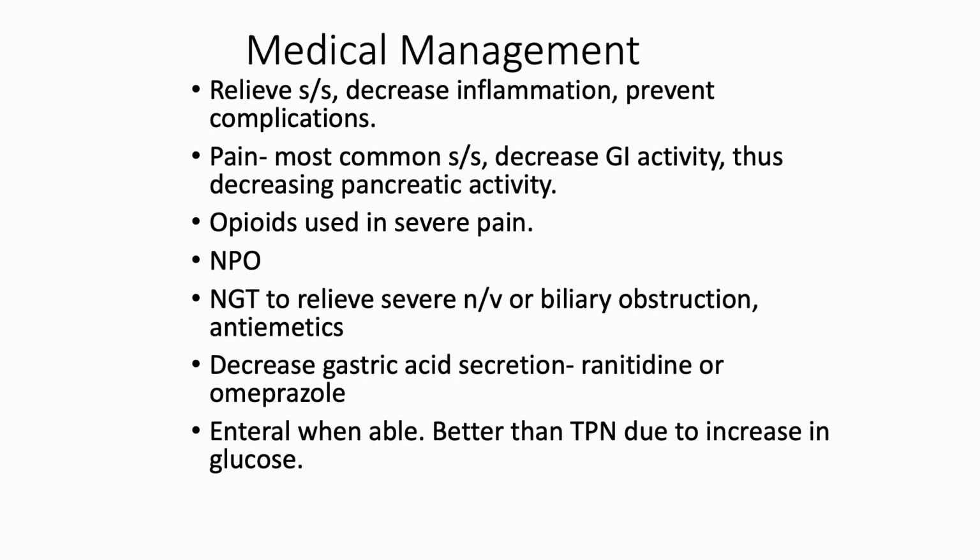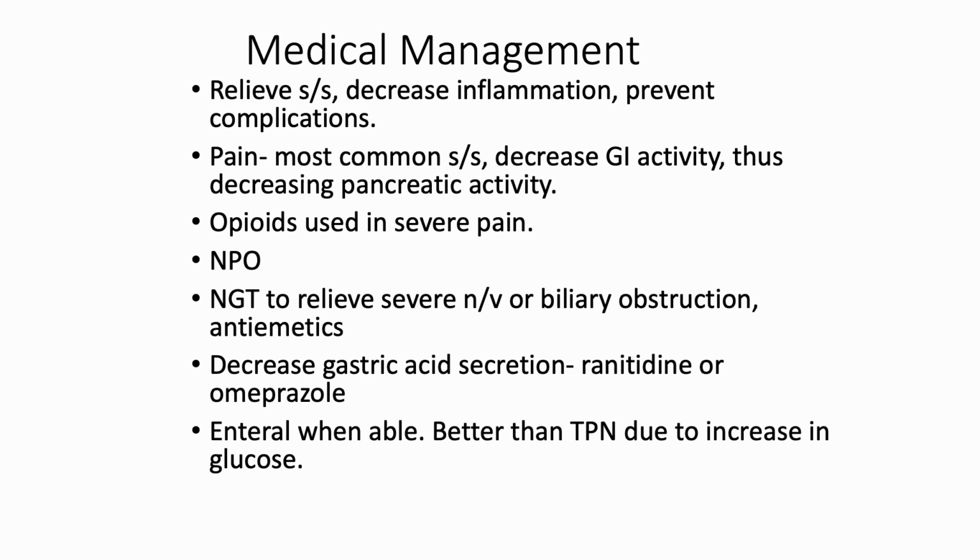Opioids will be used in severe pain. Again, we talked about morphine, Dilaudid. Patients will be made NPO. Often they'll have an NG tube in, especially if they have abdominal distension, and this will relieve severe nausea and vomiting. If there's biliary obstruction, you would give antiemetics to your patient to help them with the nausea and vomiting. And then also medications to decrease gastric acid secretion, so ranitidine or omeprazole will be used.